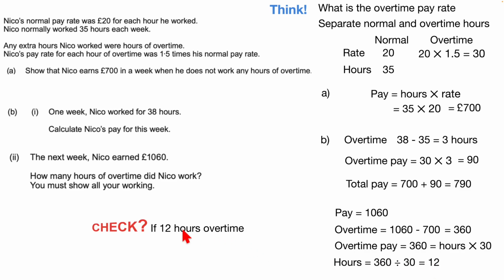It's never done till it's checked. If he works 12 hours of overtime, what's he going to get? He's going to get 700 for his normal 35 hours plus 12 times 30, which is equal to 1,060, which is what the question asks.